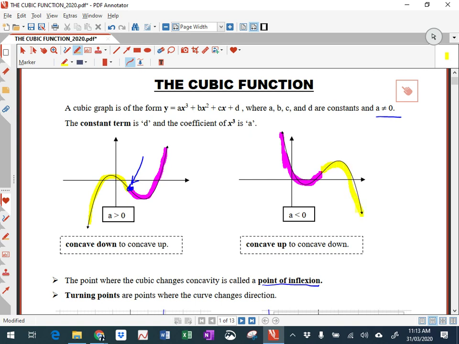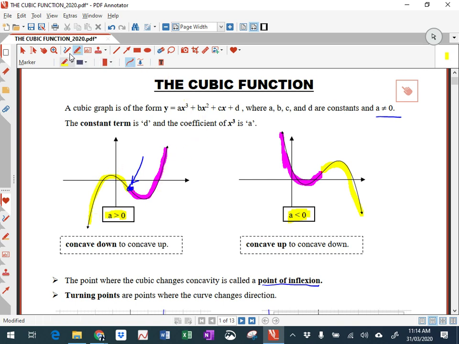Okay. Now, how do you know when that happens? Well, it's when the coefficient a is negative. So when a is negative, you go from concave up to concave down. And when a is positive, you go from concave down to concave up.